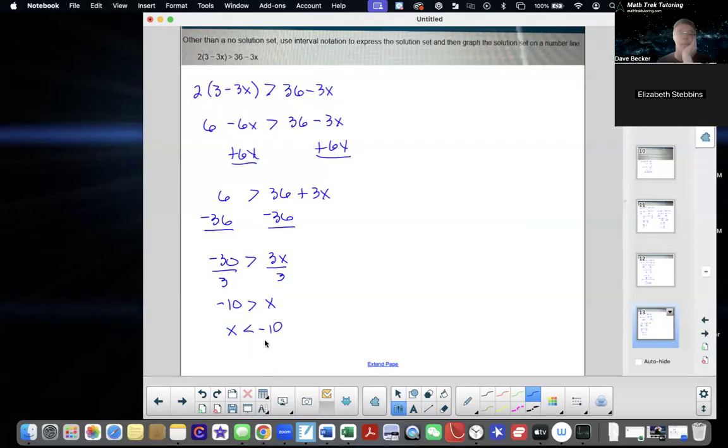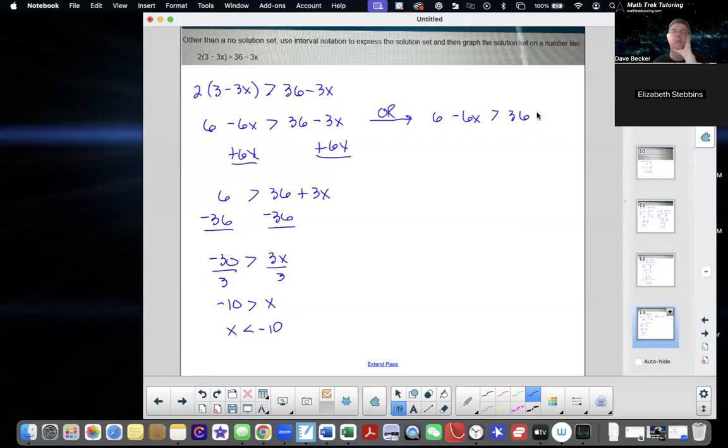That's fine. Or if you like to keep your variables on the left-hand side, that's fine. It just depends on if you get confused reading right to left instead of left to right.